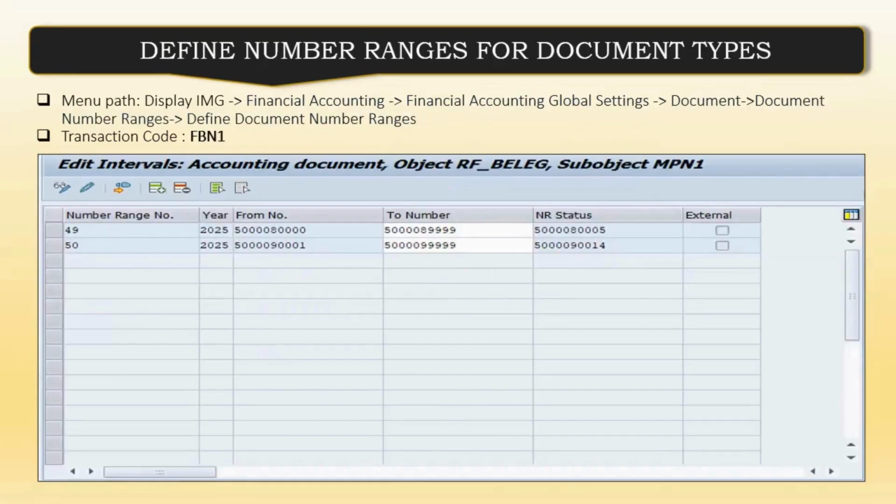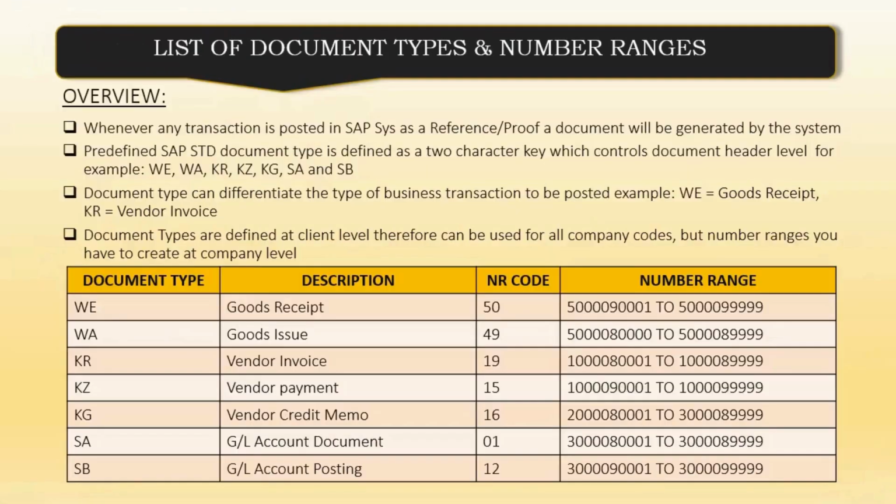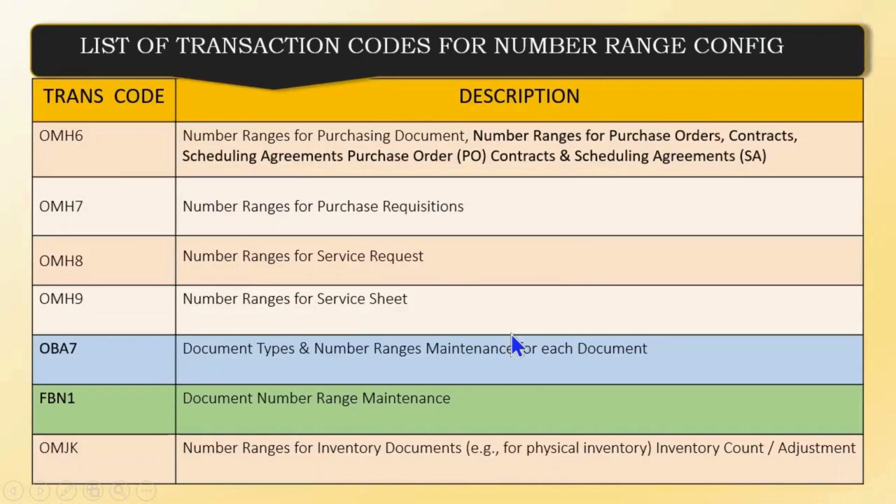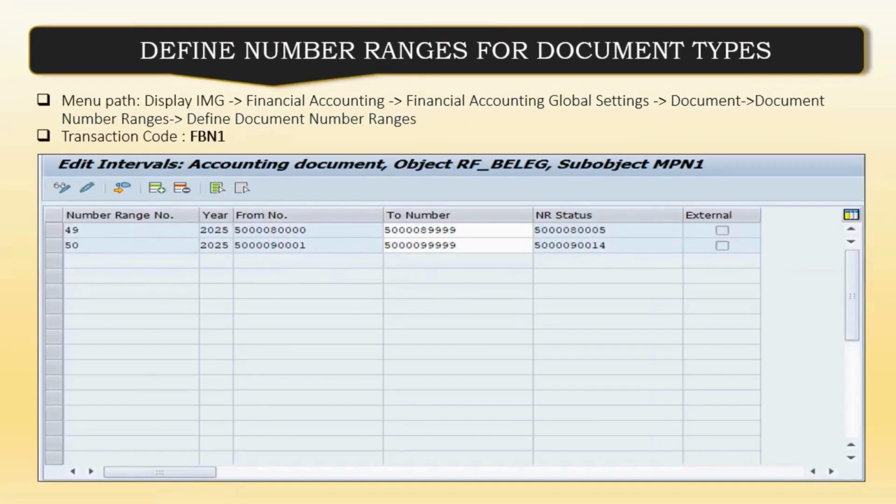Let's go back. So we'll log into the system. You see here 50 and 49. There are only two series created on this screen. Number range 50 and number range 49 are created. The rest are not there.